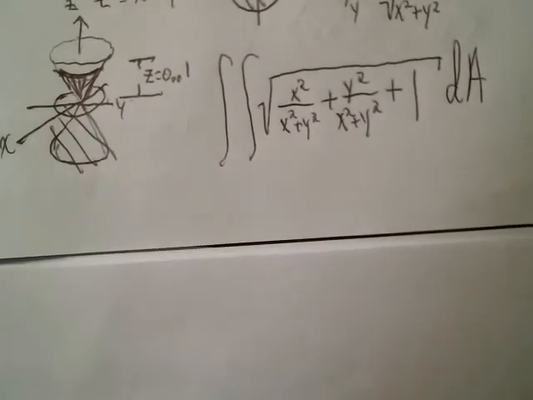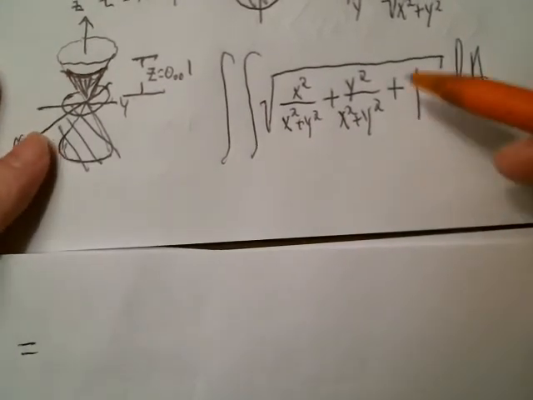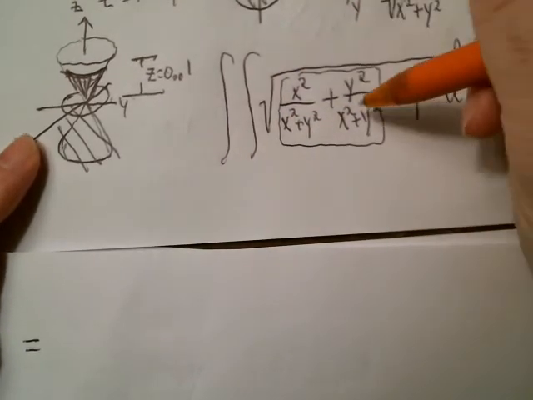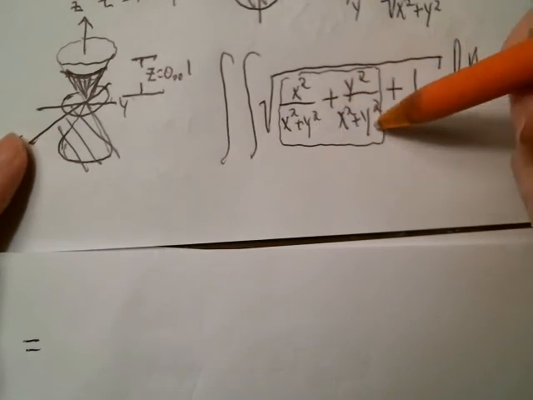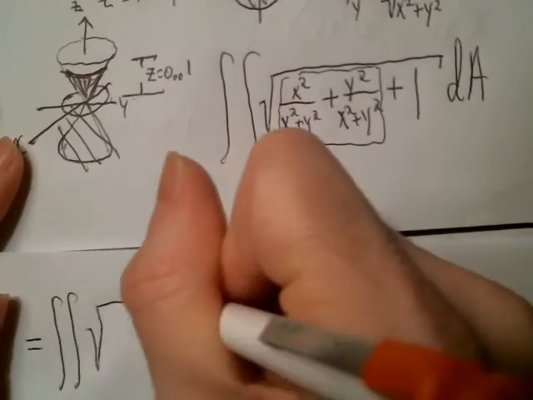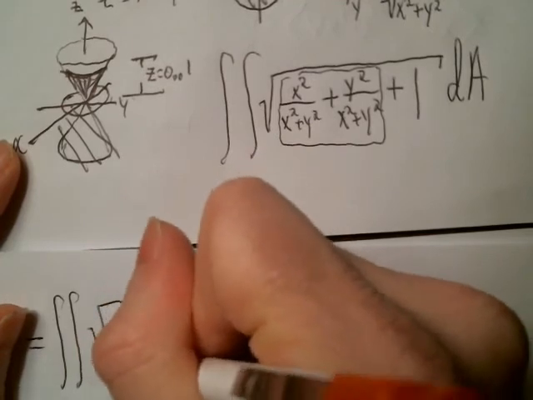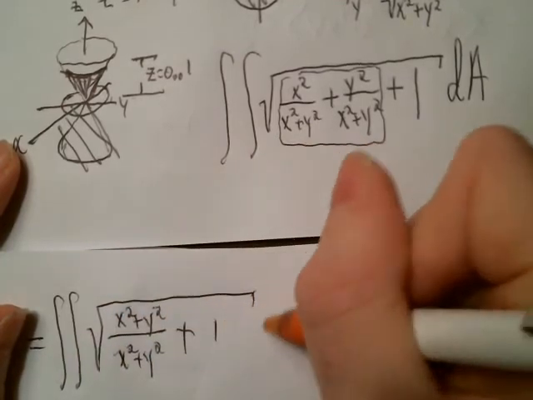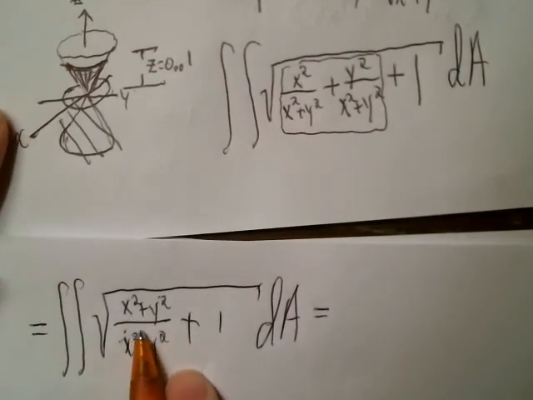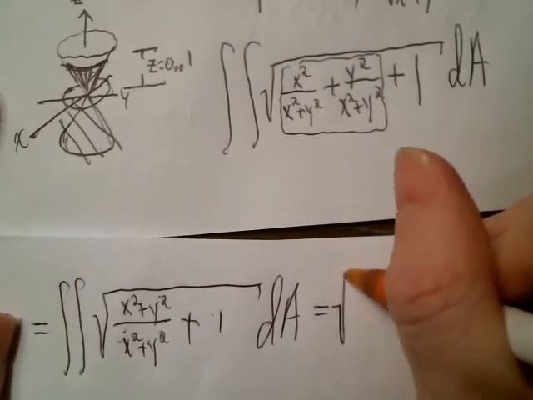Right, so then what? You can combine these, and look at that, it's almost like magic, right? If you combine the numerators over the common denominator, you just get x squared plus y squared all over x squared plus y squared. And then that thing is just 1. So you have 1 plus 1, in other words, root 2, and then you can factor the root 2 out of the front of the integral.